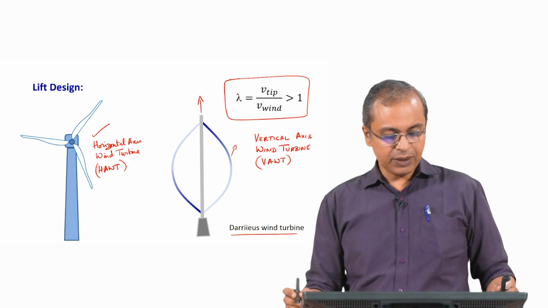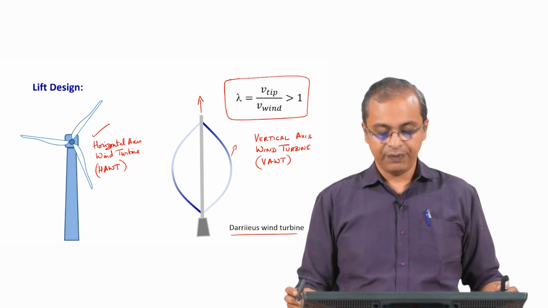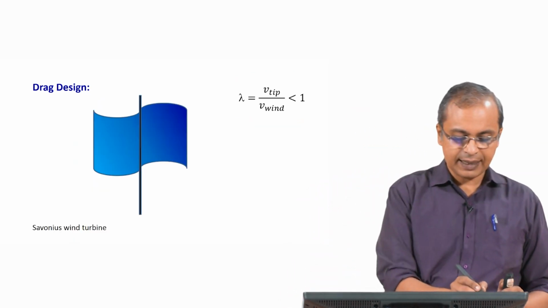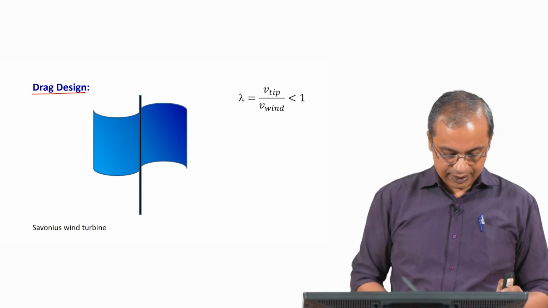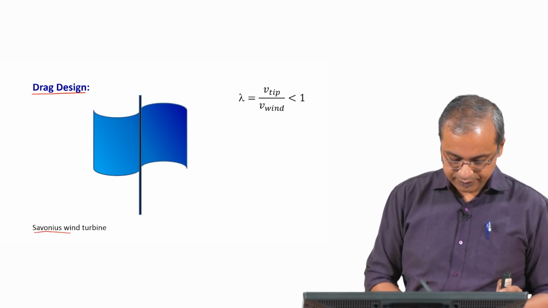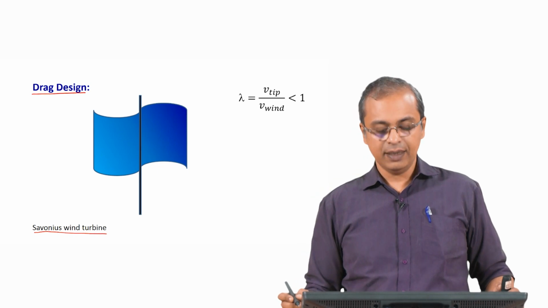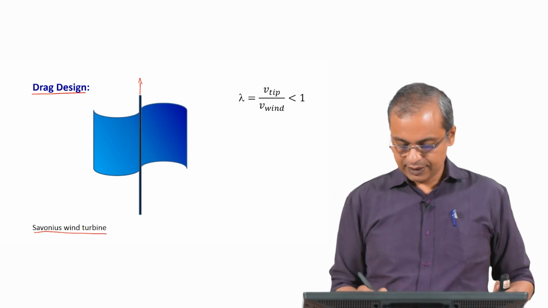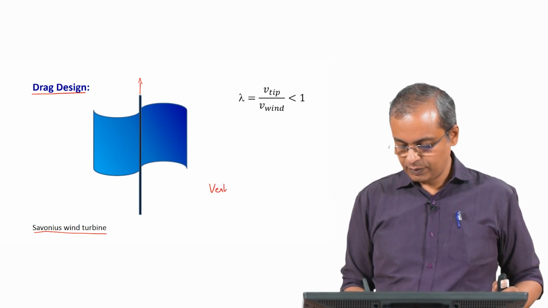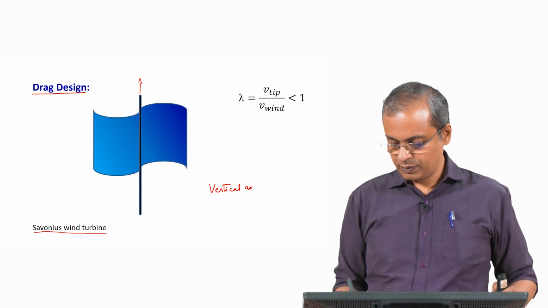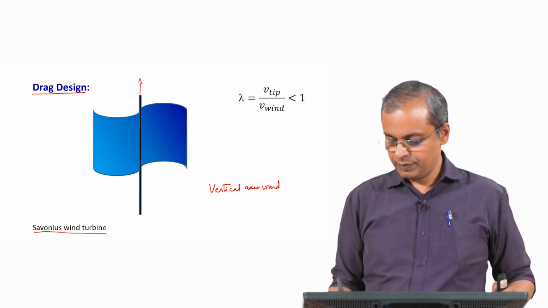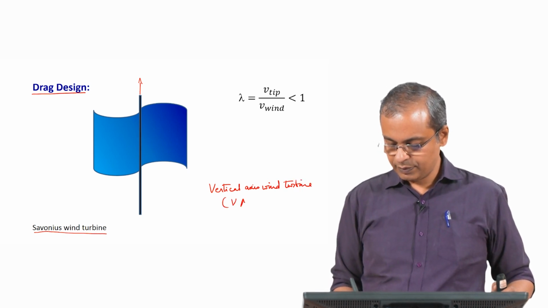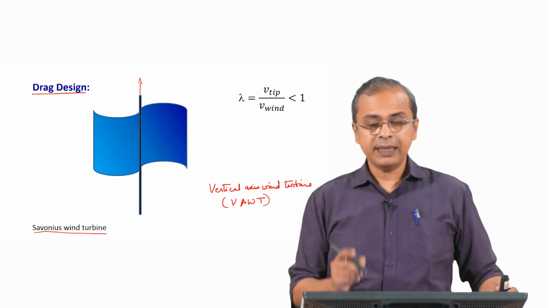Now the other design that I told you, which is perhaps the older style of windmill design, some of the early windmills had this design, which is called the drag design, and the Savonius wind turbine is a particular style of the drag design, which is what you see here. So again, this is also a vertical axis wind turbine. Okay, but there is a big difference here.